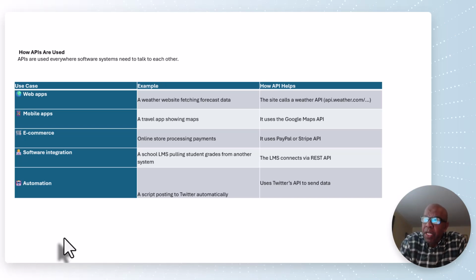So here are some uses of APIs in web apps. For example, a weather website featuring forecast data could call a weather API, which gives the information. Mobile apps, getting Google Maps is an example of that. E-commerce, PayPal. Software integration, an LMS connects to REST. Again, we'll get deep into REST in a second. And then using a Twitter API. So there are various APIs out there that provide information that will enhance your particular application.